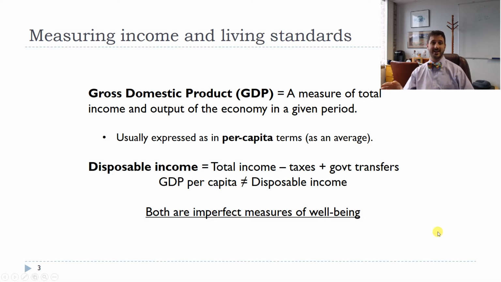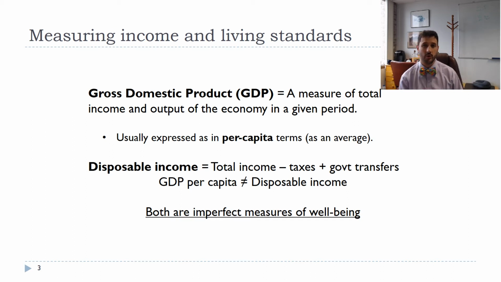All right, so as I said, we want some measure of how well off a country is. Now, we're not just talking about individuals, we're talking about the whole country, so we're going to have to rely on some sort of average. Gross domestic product is a measure of how much we produce, how much goods, services, etc. that we produce in a year, and then dividing it by the population gives us an average.